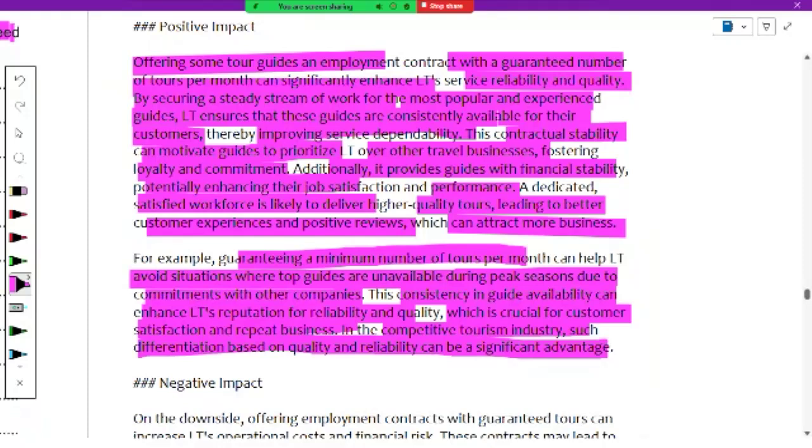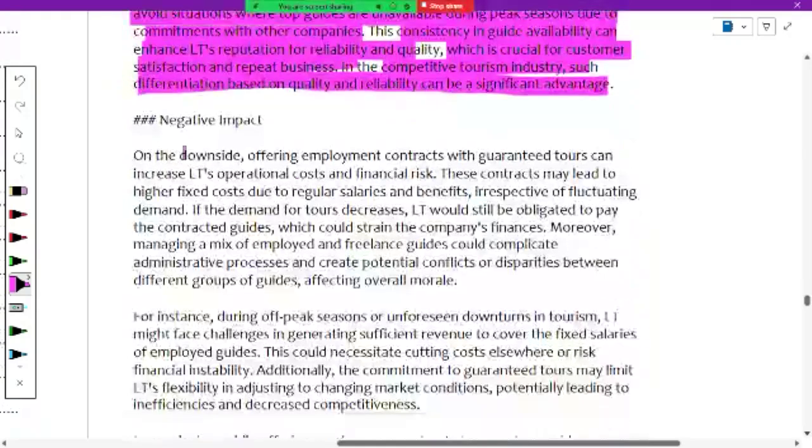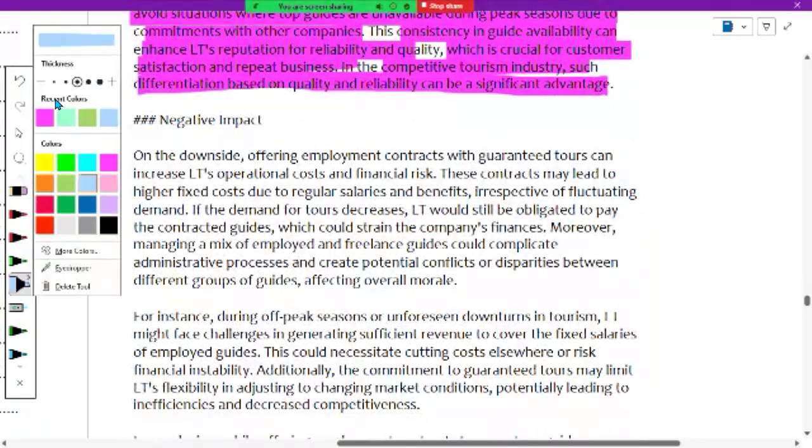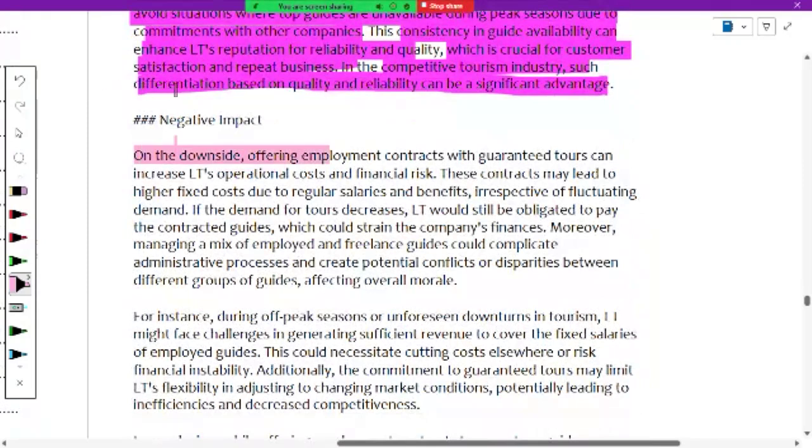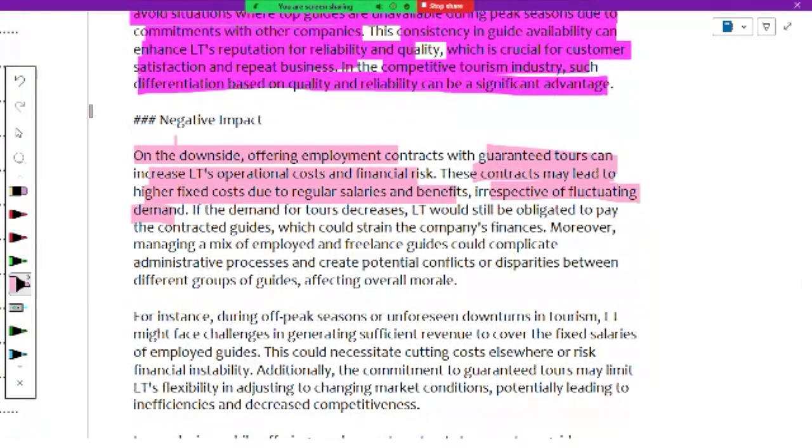So now let's discuss the negative impact. On the downside, offering employment contracts with guaranteed tours can increase LT's operating cost and financial risk. These contracts may lead to higher fixed costs due to regular salaries and benefits, irrespective of fluctuating demand. If the demand for tours decreases, LT would still be obligated to pay the contracted guides, which could strain the company's finances. Moreover, managing a mix of employed and freelance guides could complicate administrative processes and create potential conflicts or disparities between different groups of guides, affecting overall morale.